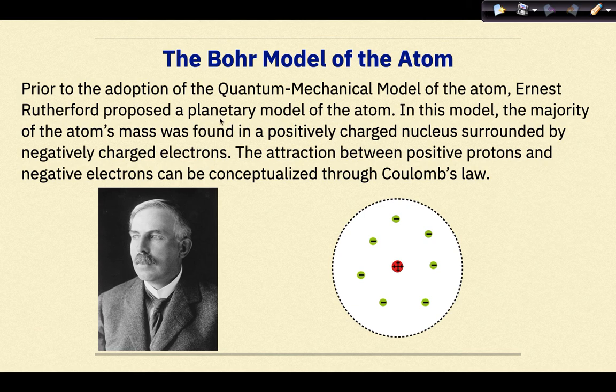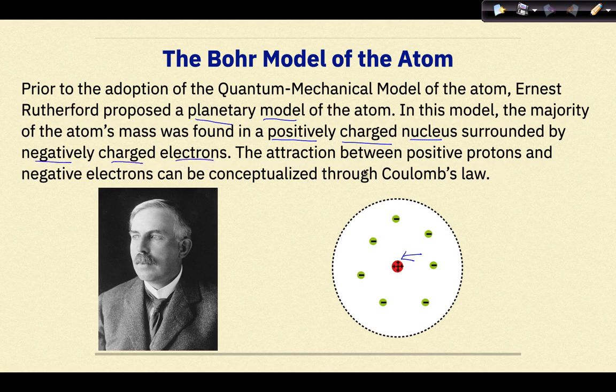Prior to the adoption of the quantum mechanical model of the atom, which we will talk about in the future, Ernest Rutherford proposed a planetary model of the atom. In this model, the majority of the atom's mass was found in a positively charged nucleus, as we can see right here, surrounded by negatively charged electrons.